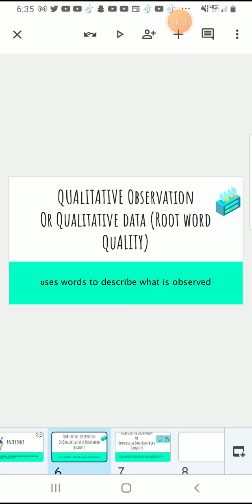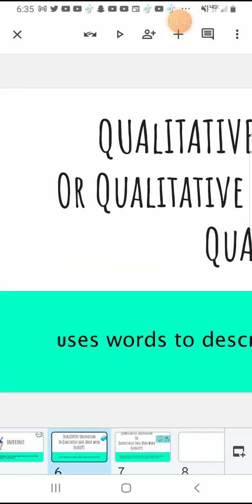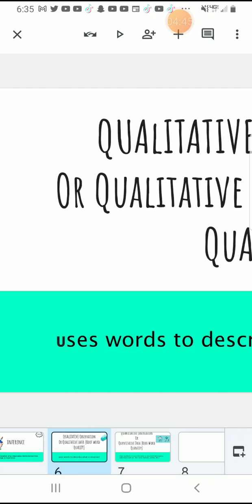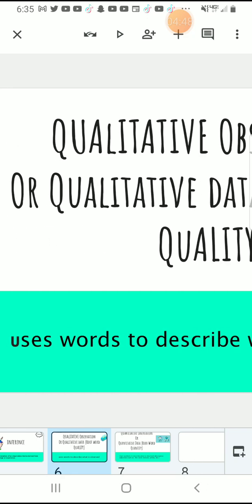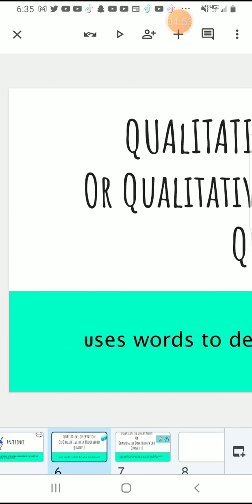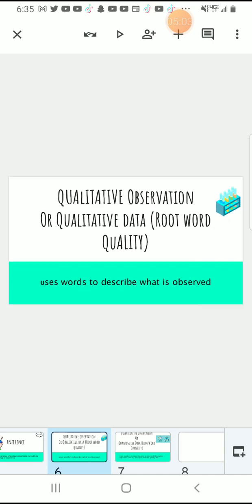Okay, qualitative observation. This is important here to get the difference between qualitative and quantitative. Qualitative, look, it has that word quality in it, the root word. Qualitative observation, or qualitative data. It uses words to describe what is observed. So you're looking more here at adjectives, like the color. Is it pretty, ugly, big, small, green, blue, red, etc.? Those are qualitative statements. Or even how it smells. You say it smells bitter, acidic, or if it's something safe to taste, it's bitter, sour, or sweet.